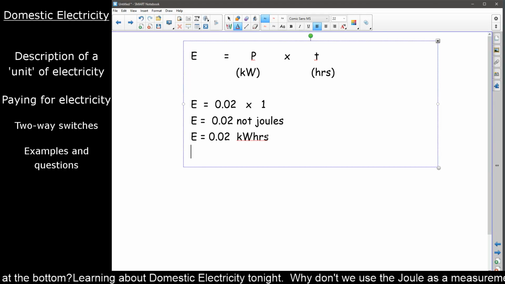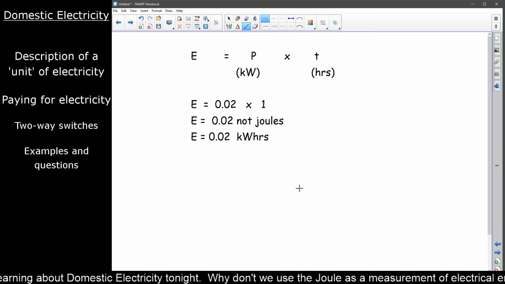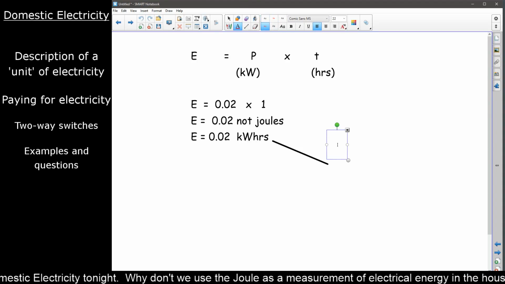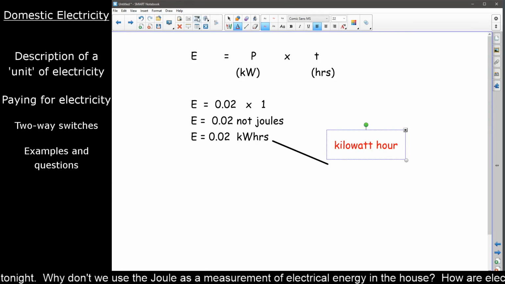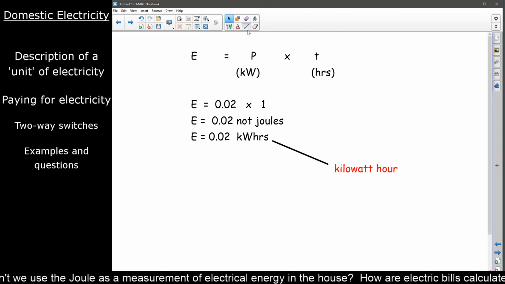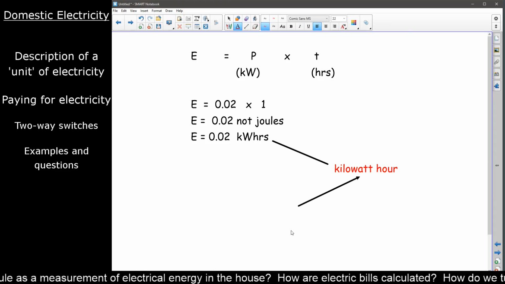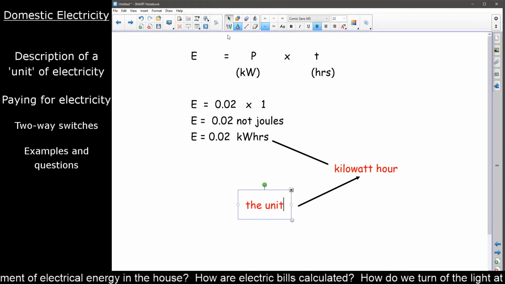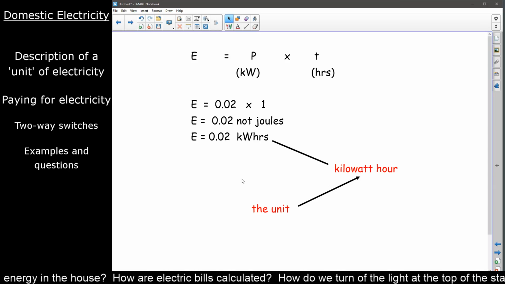Now, there must have been a marketing decision made at some stage that this thing, called the kilowatt hour, looked a little bit too sciencey, as if we were hoodwinking people. So they had to come up with a different thing to call this. You will occasionally see this referred to as the unit. Meme fans, this is the absolute unit of domestic electricity.